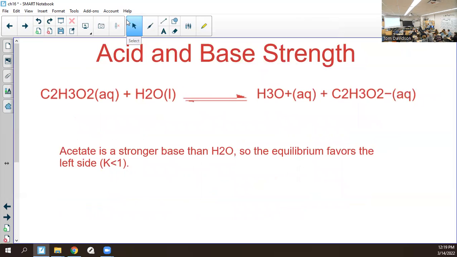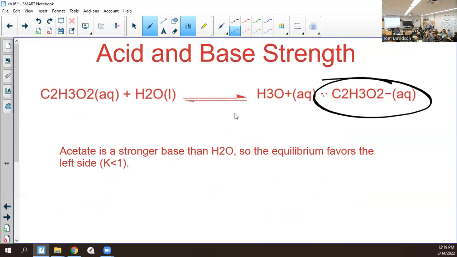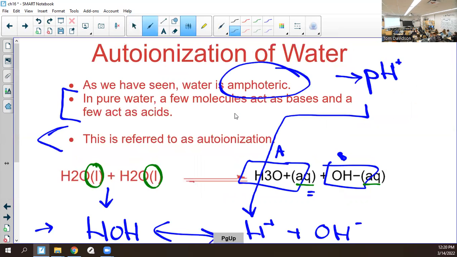And just saying what I just talked about. So acetate, meaning this, is a stronger base, meaning acetate wants that H pretty desperately. So it is a stronger base than water. So this time the reactants are favored. Sounds pretty good. All right. Let's get to some math, don't you think?